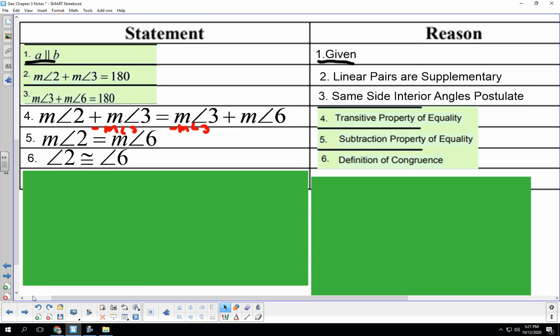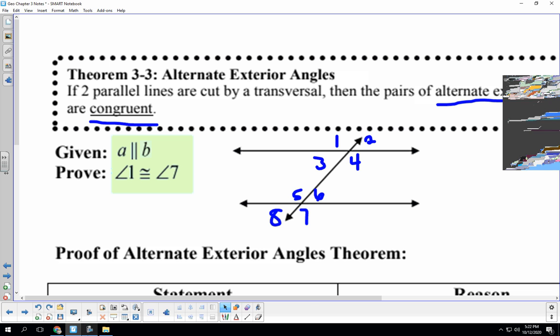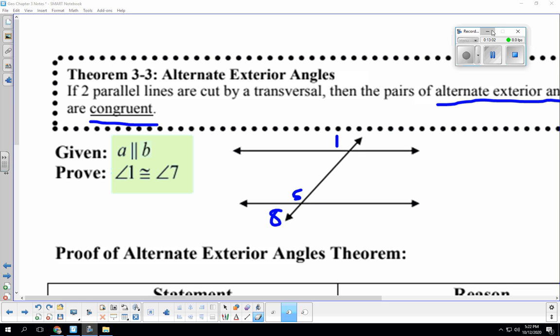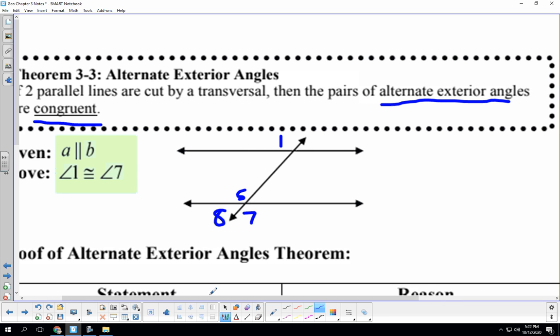Next item, we are going to do alternate exterior angles. So we're going to focus on angles 1, 5, 8, and, whoopsies, I got rid of them by accident, 7, to prove the alternate exterior angles.